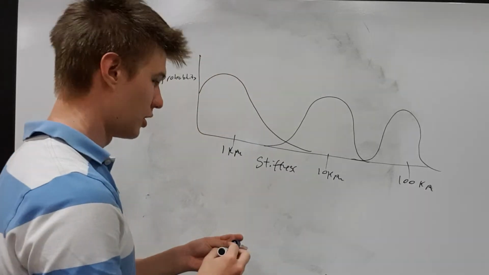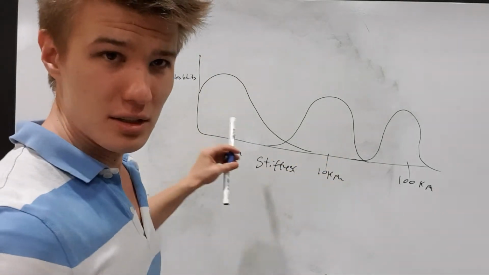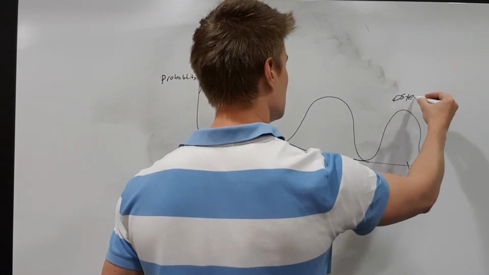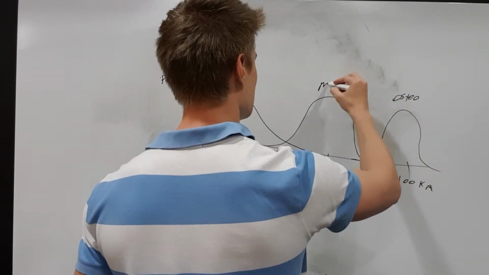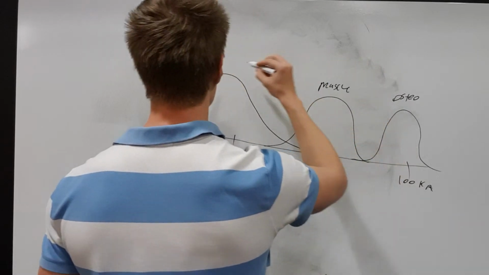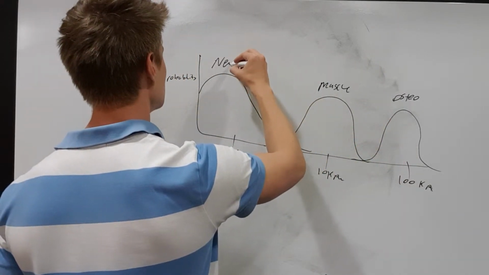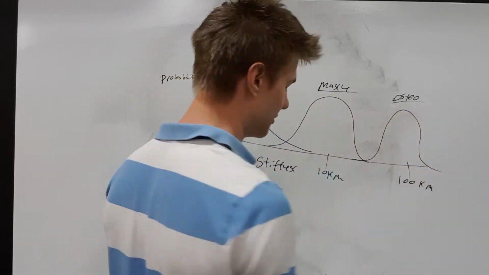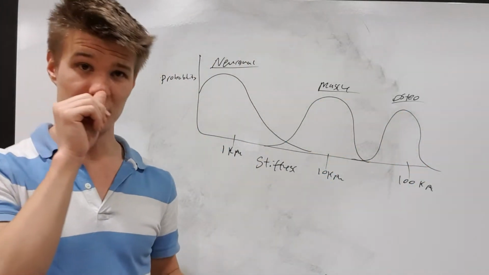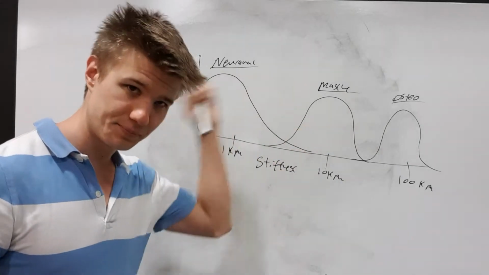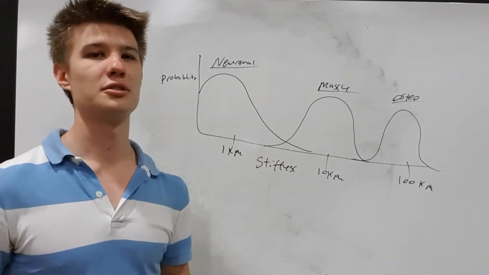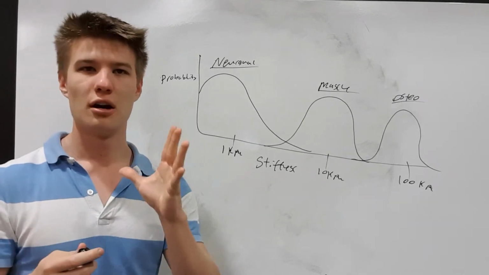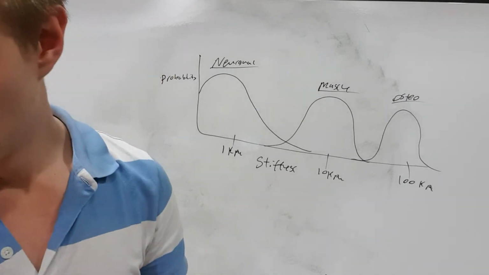Right. And so we have these 3 different levels of stiffness and 3 different probability curves, and this is osteo, so bone, this is muscle, and this is neuronal. Right? And these are the optimal growth stiffnesses for each of these cell types. So what we're saying here is that in order for a cell to grow optimally, you need to have the correct stiffness of the extracellular matrix.